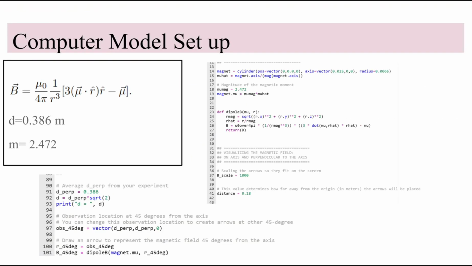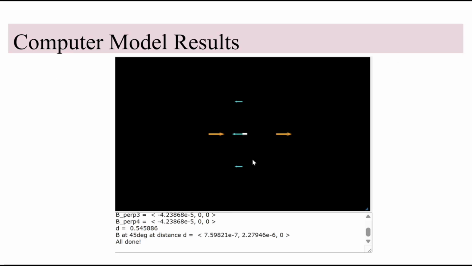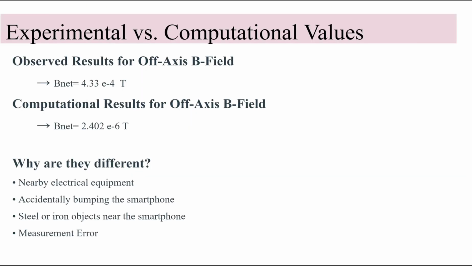I then plugged this mu value into GlowScript to create a function and calculate the magnetic field at any observed location. The model visualizes the field using arrows, orange on axis and cyan for perpendicular. The computational model yielded a 45-degree off-axis field of 2.402 times 10 to the negative 6 Tesla.